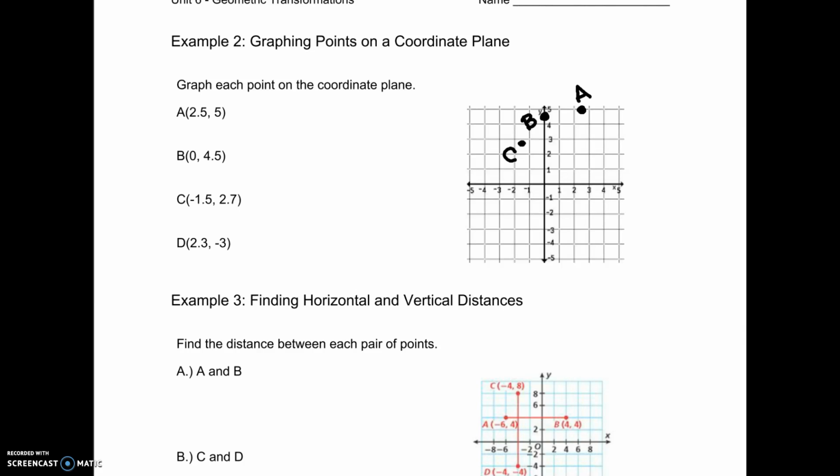And last, D says 2.3, negative 3. Again, that 0.3 is about 1/3 of the way. So 2, and then about 1/3 of the way between 2 and 3. And then I'm going down 3. So somewhere around there. And again, we're going to label it.